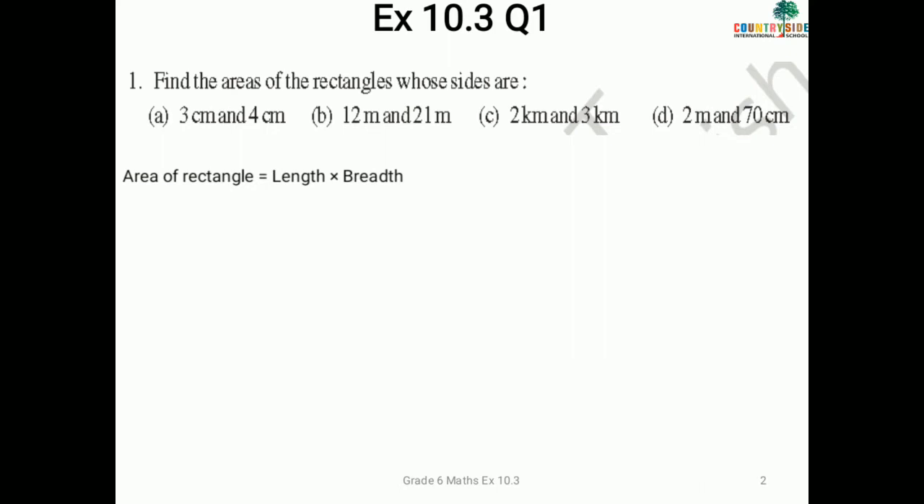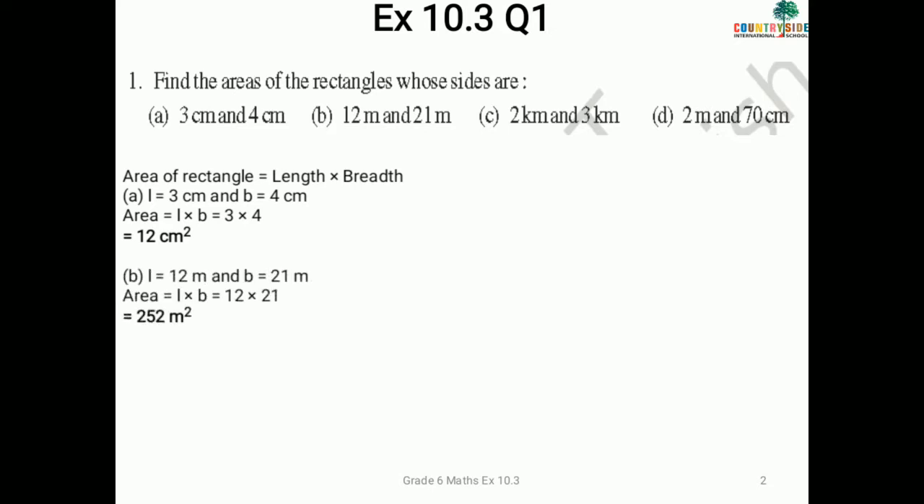Now read the question very carefully. Find the area of the rectangle whose sides are given. We have discussed that the area of a rectangle is length into breadth. So in part A, length equals 3 centimeter, breadth equals 4. Area equals L into B, 3 into 4, that is 12 centimeter square. Always remember the area is in square units. In the similar way we will solve for B. 12 into 21, that is 252 meter square because it is given in meter. So the area of B is 252 meter square.